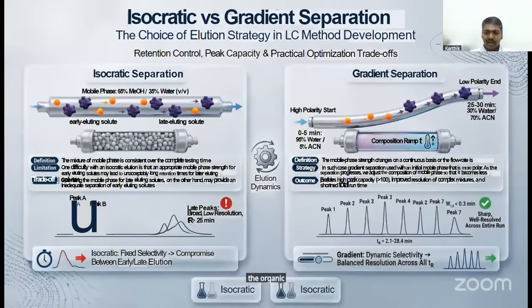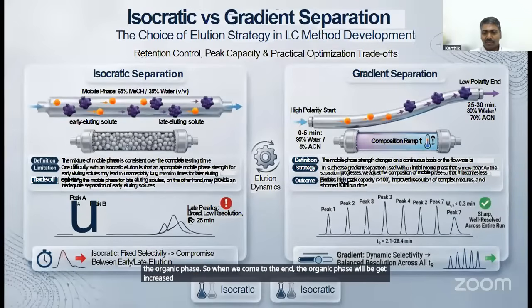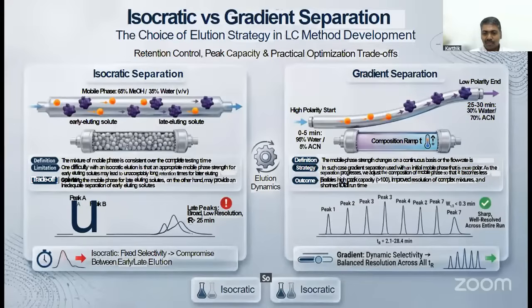So when we come to the end, the organic phase will be increased. In such a way, if you do it, the mobile phase strength changes on a continuous basis. Either we can change the mobile phase ratio or we can change the flow rate also. Either way, if you do it, both come under the gradient separation.